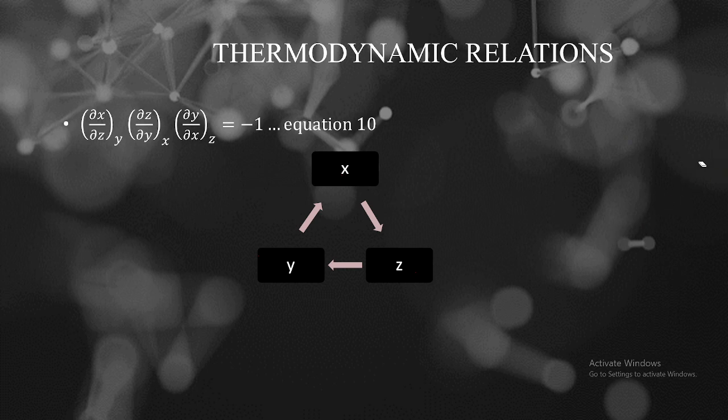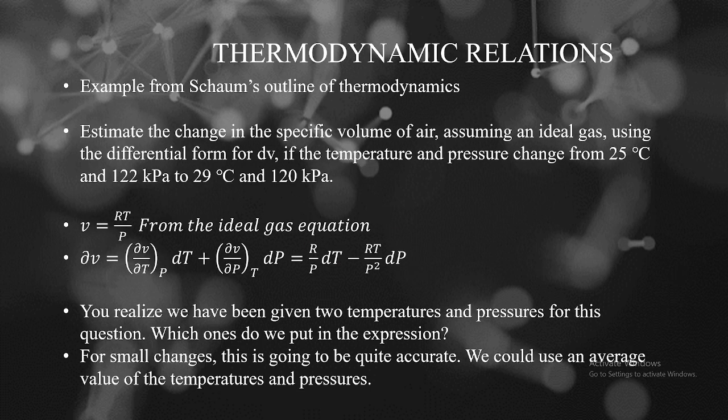Okay. Now, let's take an example from Schaum's Outline of Thermodynamics. So that's where we are getting most of these things. Now, we want to estimate the change in the specific volume of air, assuming an ideal gas. I want to use the differential form for dV. So we're looking at a change in volume, so we're looking for dV.